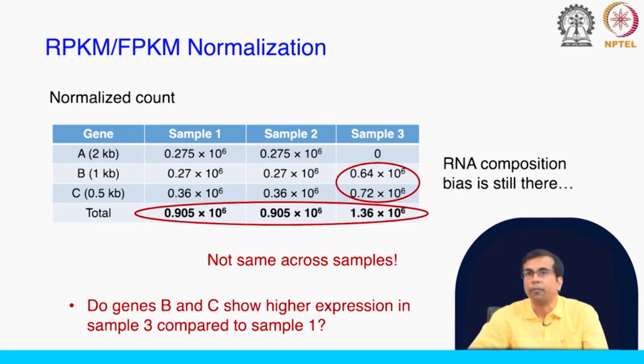And also you cannot compare across samples because the RNA composition bias is still there. We have not done anything about that yet. If you see, this number is actually higher for sample 3, these normalized counts are higher in sample 3 for gene B and gene C compared to sample 1 and sample 2. And you might erroneously say that gene B and gene C are highly expressed in sample 3, but that is probably not the case, because gene A has changed its expression. So, what are the solutions then? We cannot answer this question correctly yet. We can answer, of course, but that will be an erroneous answer.